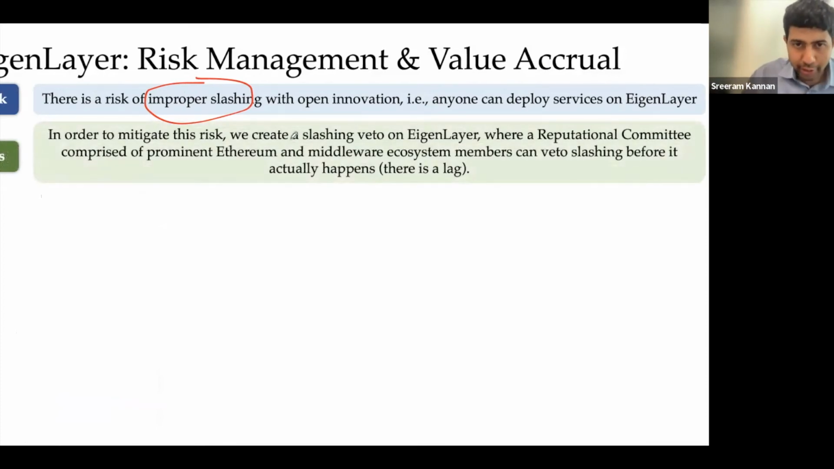We have a subjective layer built on top of EigenLayer, which is a slashing veto. The only thing this subjective layer can do is veto slashings. And who is doing this? It's not a token committee, because a token committee has a certain cost of corruption. It's done by prominent members of the Ethereum ecosystem. It's a reputational committee that can just veto slashing.